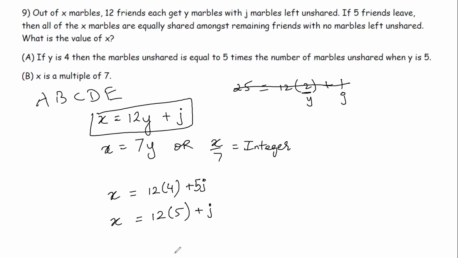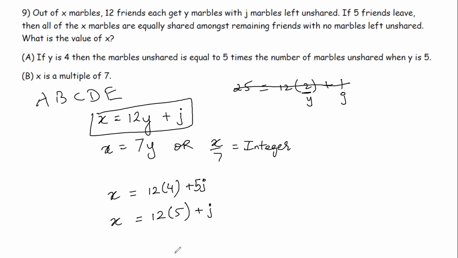So we know that X is 12y plus j, where j is unshared. It says that when Y is 4, the marbles unshared, that is j, is equal to 5 times the number of marbles unshared when Y is 5. So suppose when Y is 5, the number of marbles unshared is j. Then when Y is 4, the marbles unshared is equal to 5 times j. That's what it simply means. Are you getting the picture?